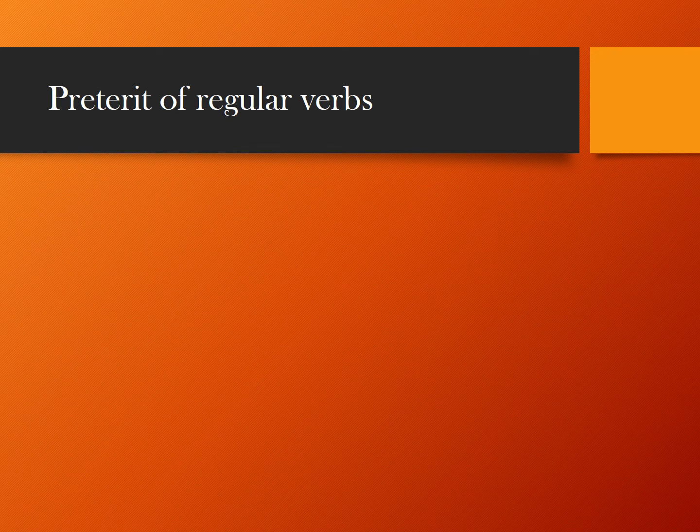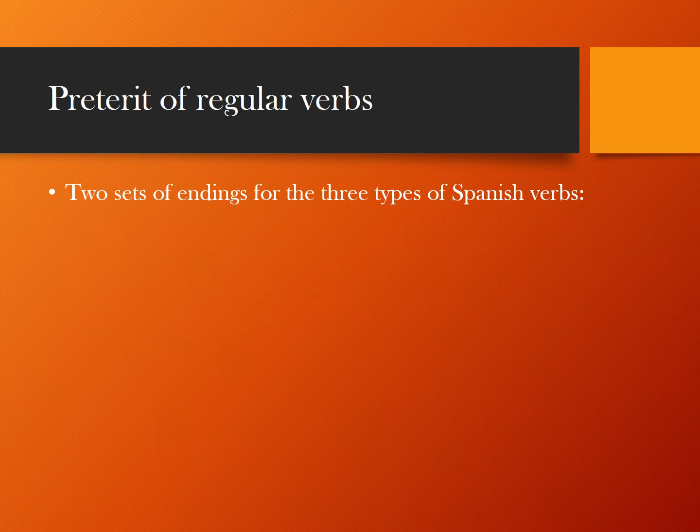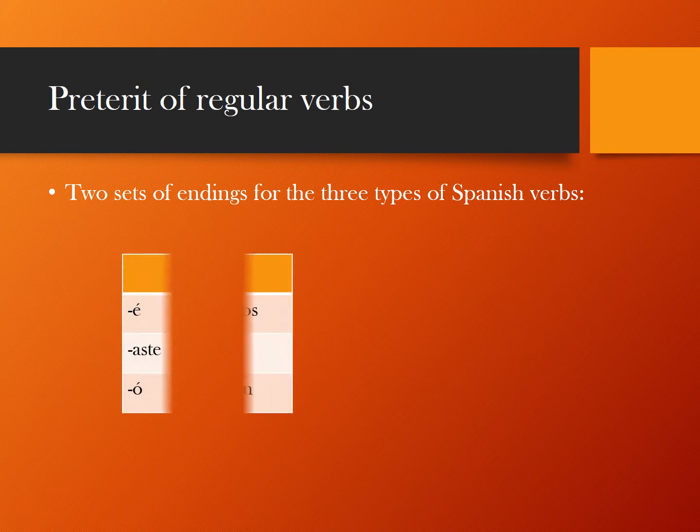Bien, just like you did in the present tense, there is a pattern for regular verbs in the preterite. If the verb ends in AR, these are the preterite endings. Repeat them after me, ready? É, aste, ó, amos, aron. Do it again. É, aste, ó, amos, aron. Which ones have accents? That's right, yo and él.